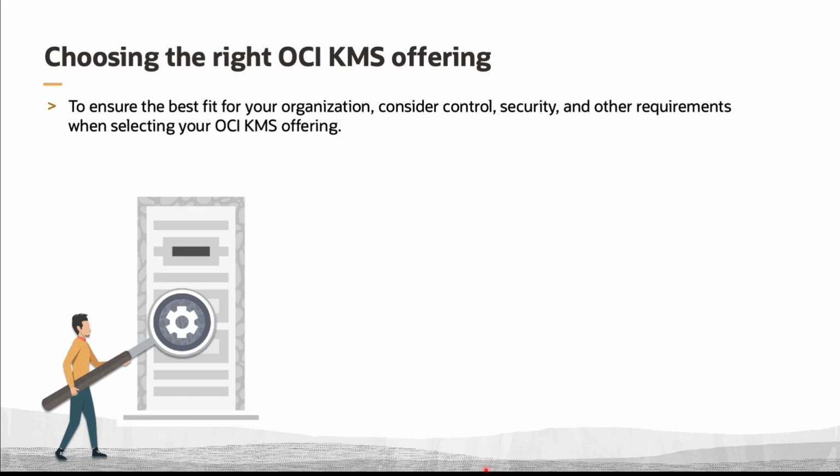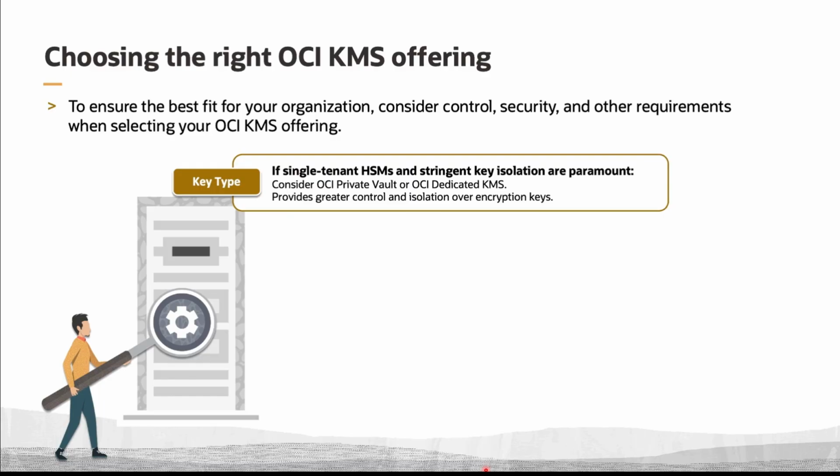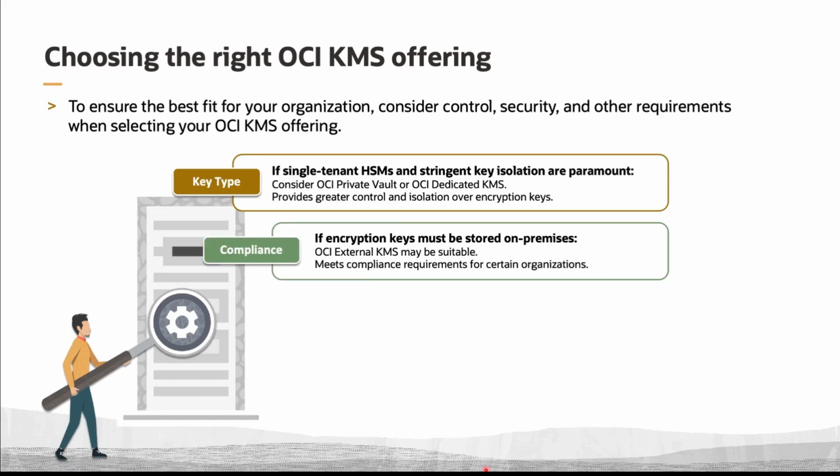For example, from a security point of view, if you need a single tenant and key isolation is very important, then opting for an OCI private vault or dedicated KMS may be the best choice. On the other hand, if your organization is smaller and budget is a concern, a multi-tenant option may be sufficient as long as the level of security meets your compliance requirements. But if compliance needs to have your keys on-prem, then an external KMS is the best option for your organization.